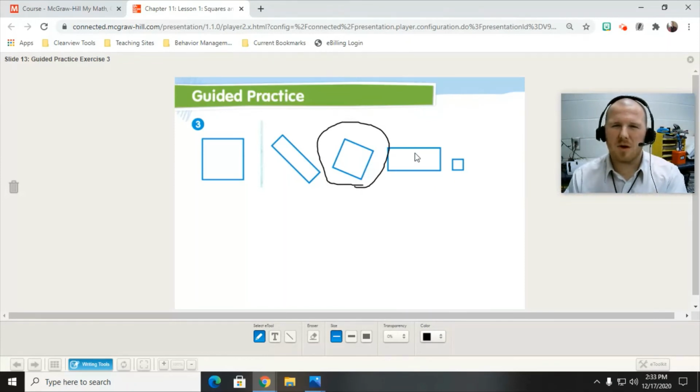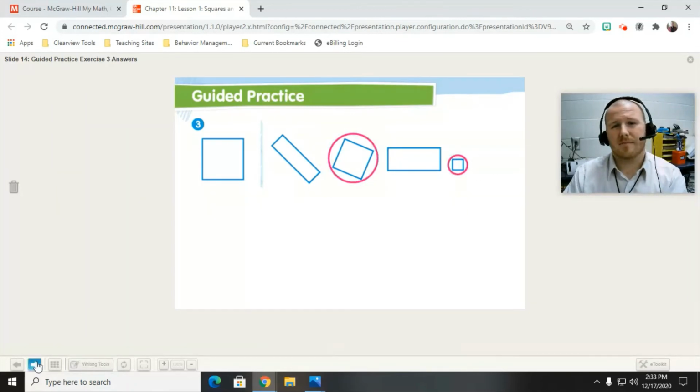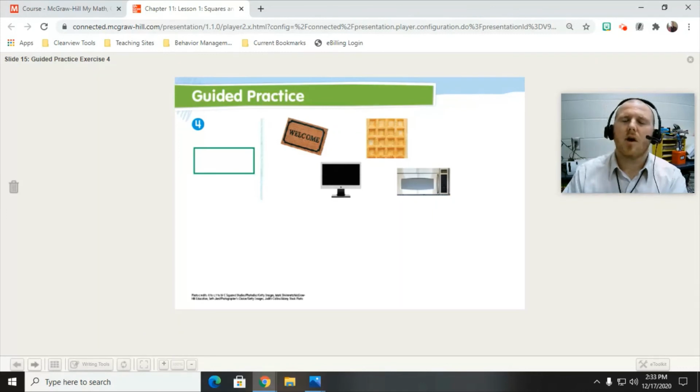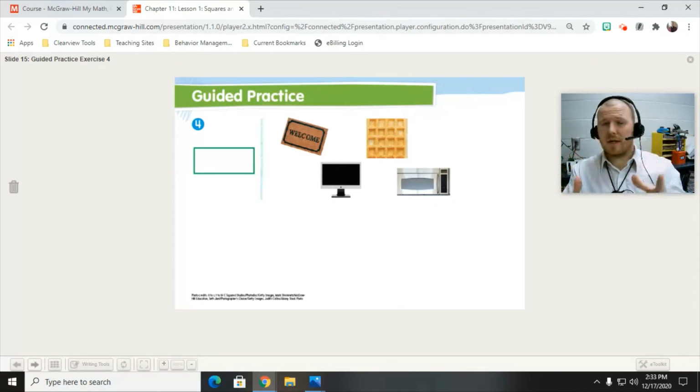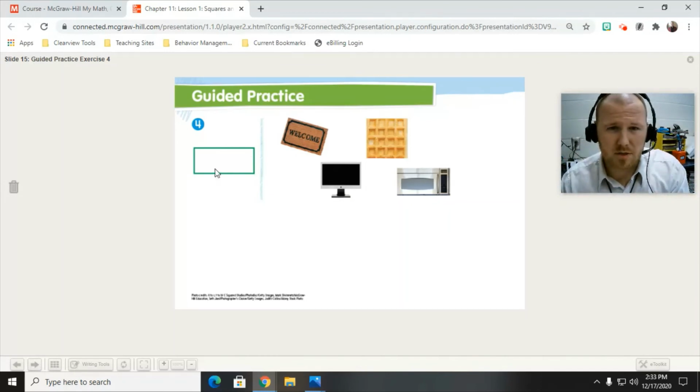Is there any more? Well, this is too long to be a square. And even though this is small, it still has the same size on each side. So, good. There's our 2 squares. Let's check the next one. Oh, see, they're trying to trick you. They're putting real objects on here now that have similar shapes. So let's take a look. What shape is this over here? Is this a square or a rectangle?